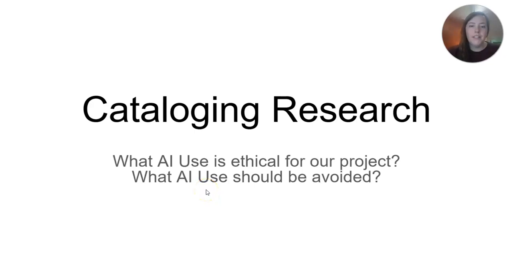The purpose of this video is to share with you how you can use AI ethically in the cataloging research Unit 1, and in what ways would violate our academic honesty policy. So by AI, generative AI, I really am referring to things like ChatGPT or ChatGPT-adjacent platforms such as Grammarly or Copilot, things of that nature.